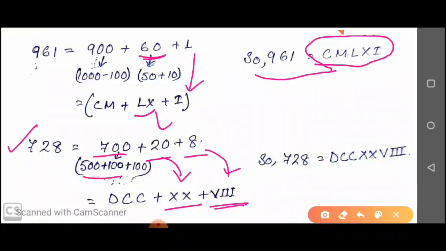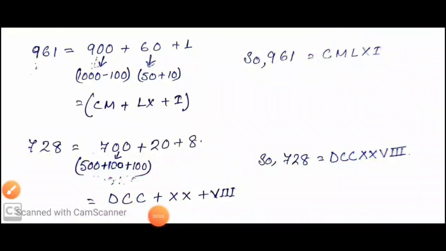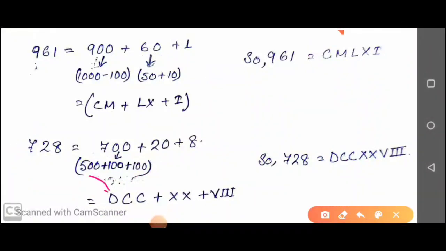Now, for 700, we can write 700 as 500 plus 100 plus 100. So, we have to write it DCC. D is for this 500 and C is for hundreds. So, in this way, we can write 728 as DCCXXVIII.